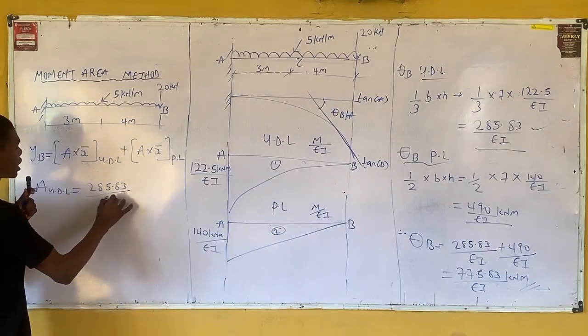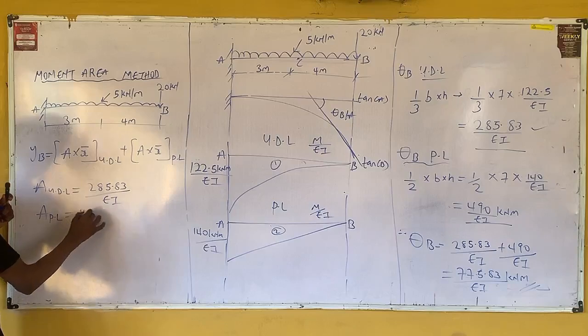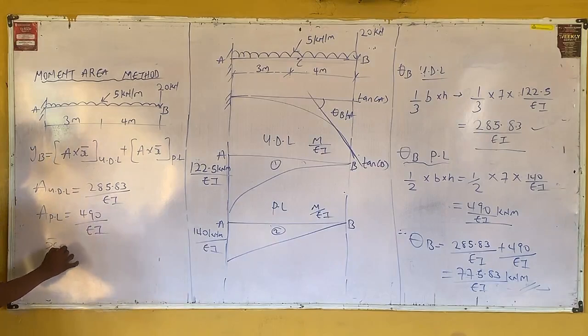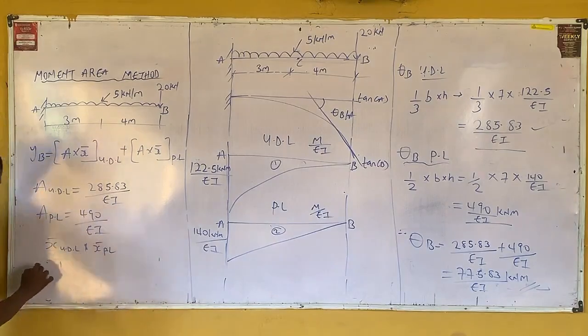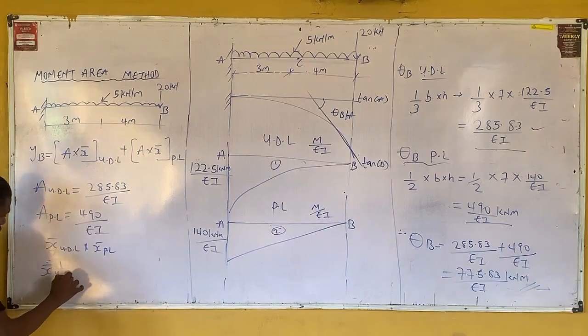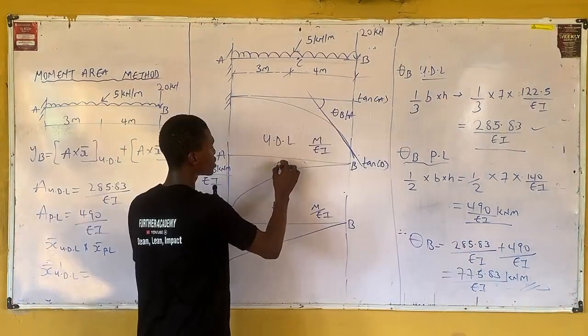285.83 over EI. What's the area of our point load? 490 over EI. So let's solve for the centroid of this UDL and the centroid of this point load. Solving for the centroid of this UDL. By formula, what's the centroid of this UDL? For this shape, this will be your centroid.